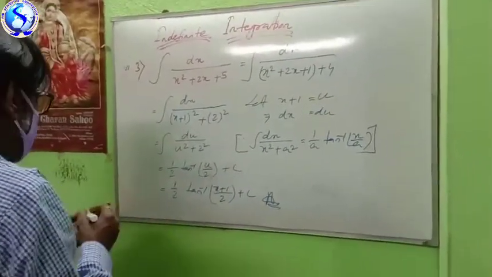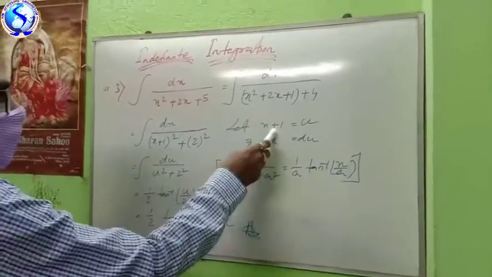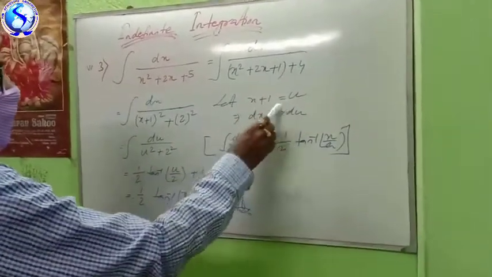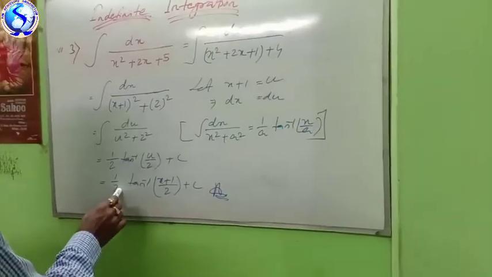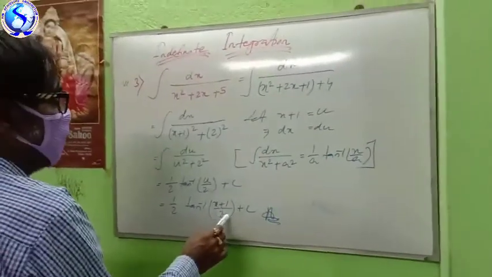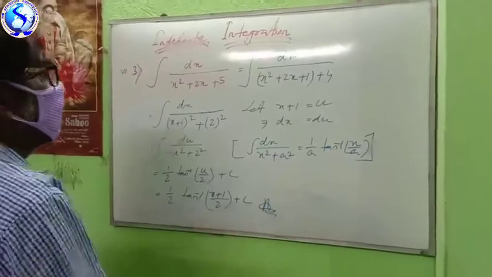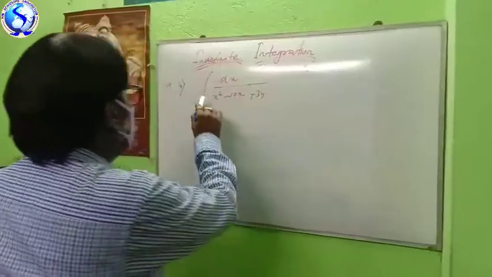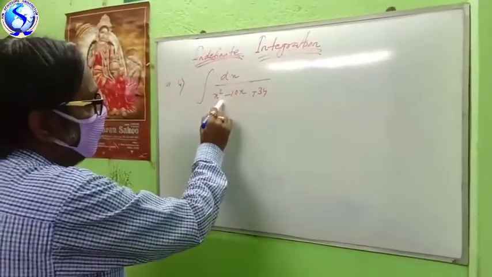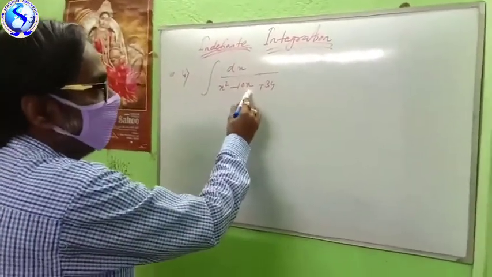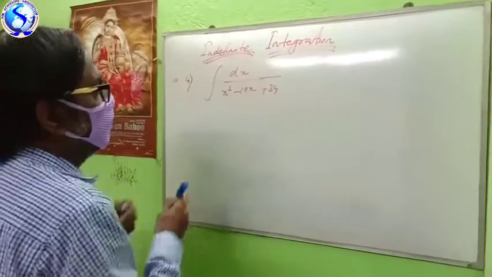Now put the value of u, that is x plus 1. u is what? That is x plus 1 here. Okay, put in the value of u, and that is half tan inverse x plus 1 by 2 plus c. This is the answer of number 3. Let us go to number 4 question. 4 I am taking from the book exercise. dx by x square minus 10x plus 34. This is the question given.